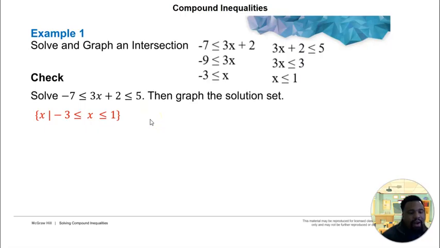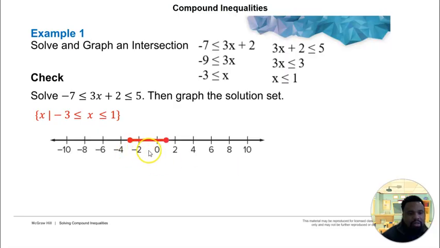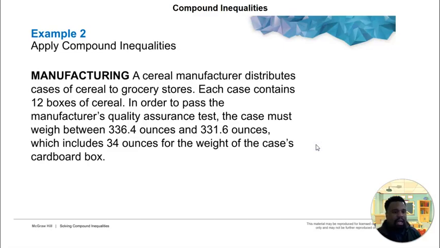If we were to graph this, notice both of these are less than or equal to, so we get closed circles. So we're going to have a number line with a closed circle on -3 going all the way to a closed circle on 1. And that's how you graph it. Now let's take a look at the application.